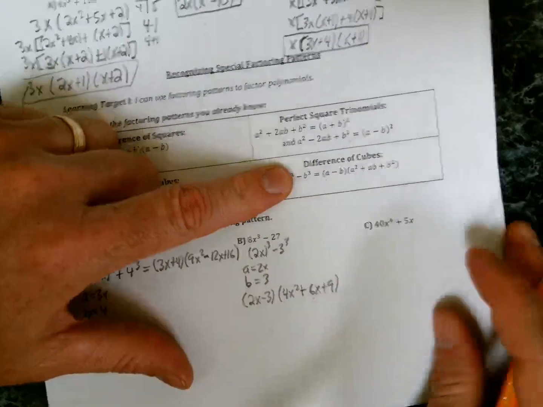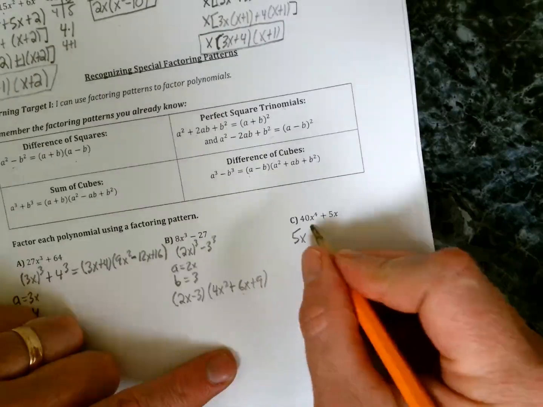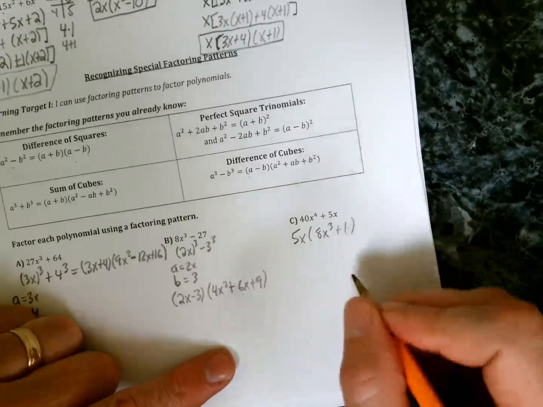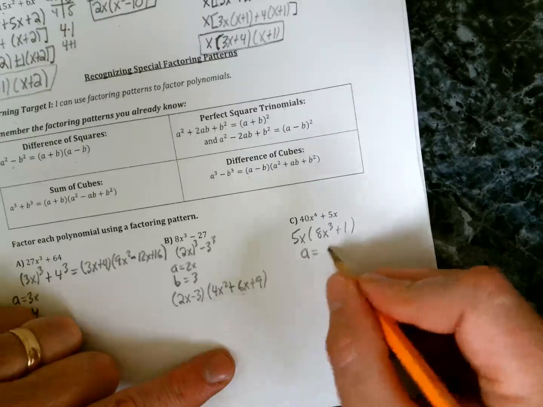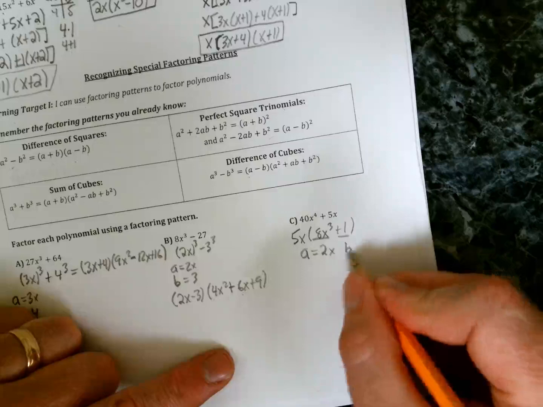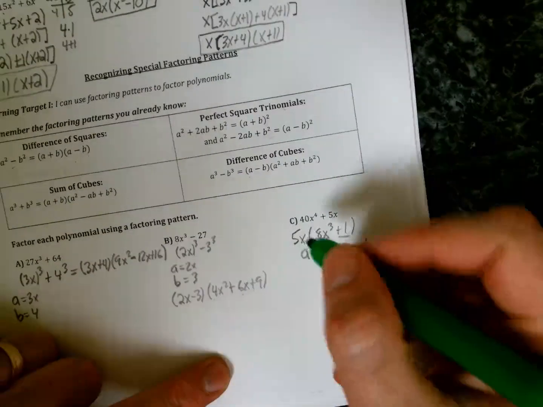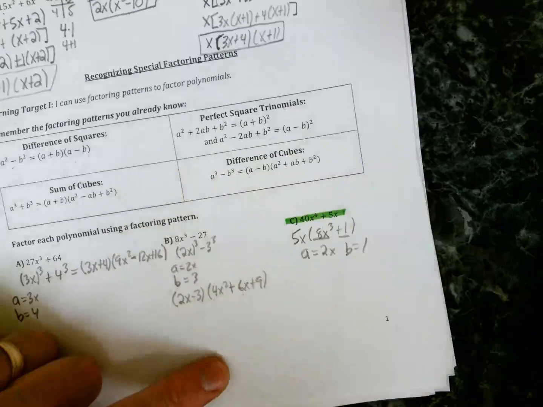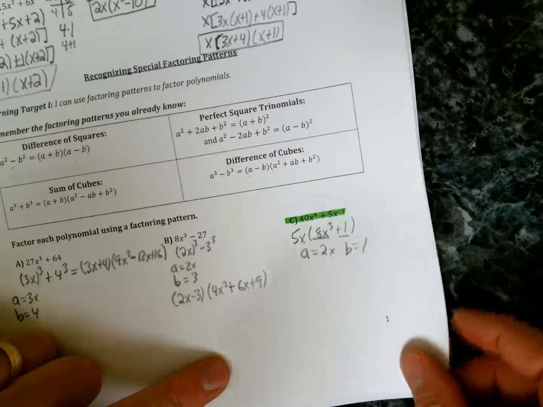I'm going to do the same thing here. I'm going to take out a 5x, and that's going to give me 8x cubed plus 1. I'm going to point out what your a and b are, and I would like you to do this. My a is going to be 2x, because that's a perfect cube plus a perfect cube, and my b is going to be 1. I'm going to highlight that. You highlight that too, so when I go through and search, I'll be able to tell that you did some on your own, and you can compare that tomorrow with your partners.